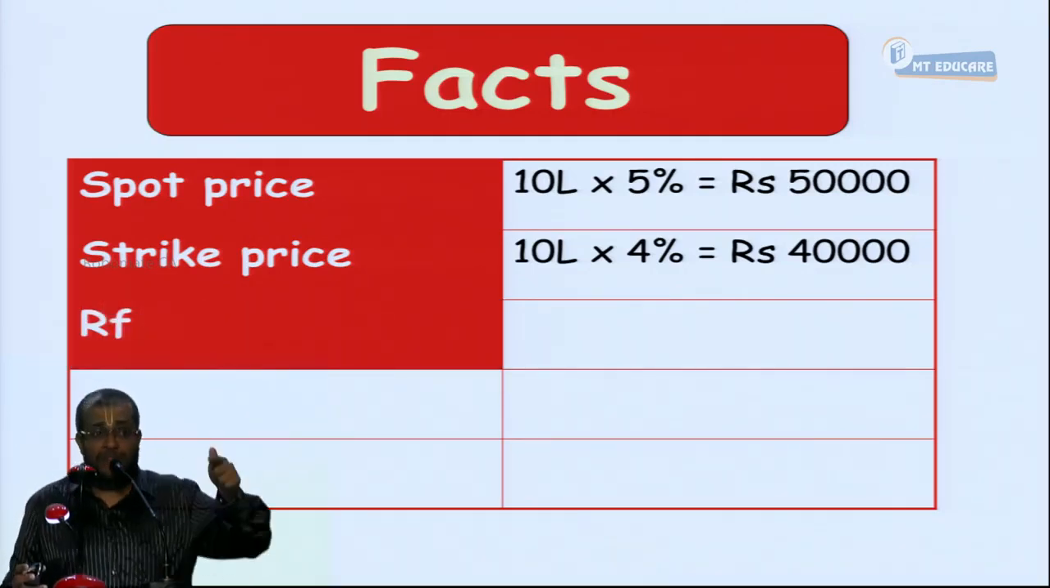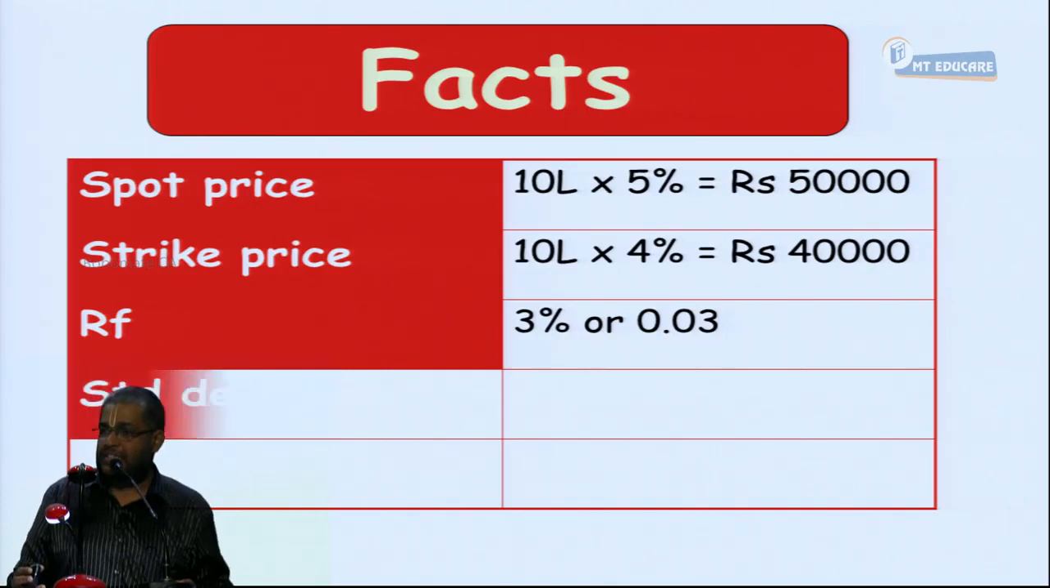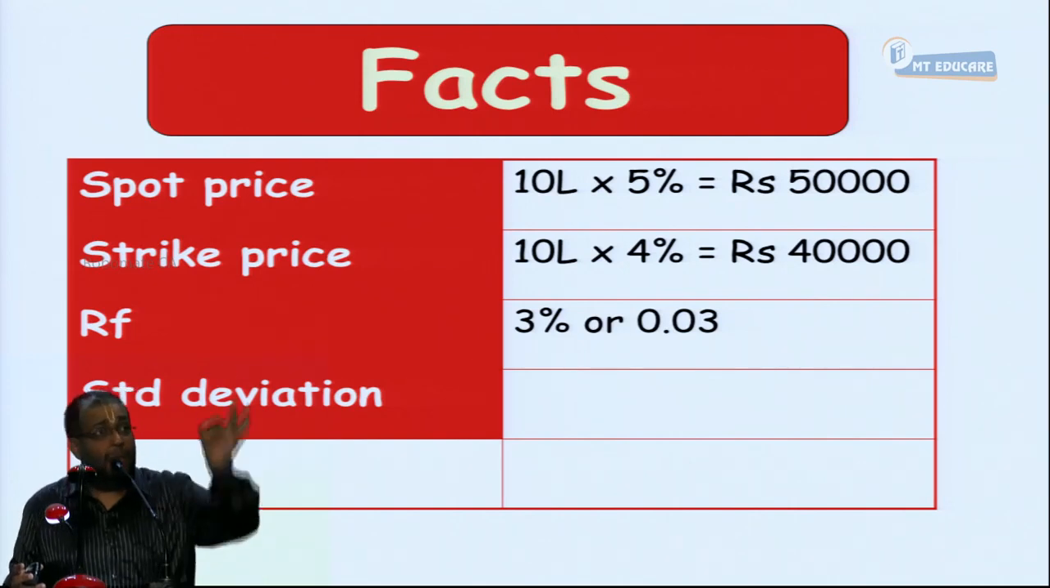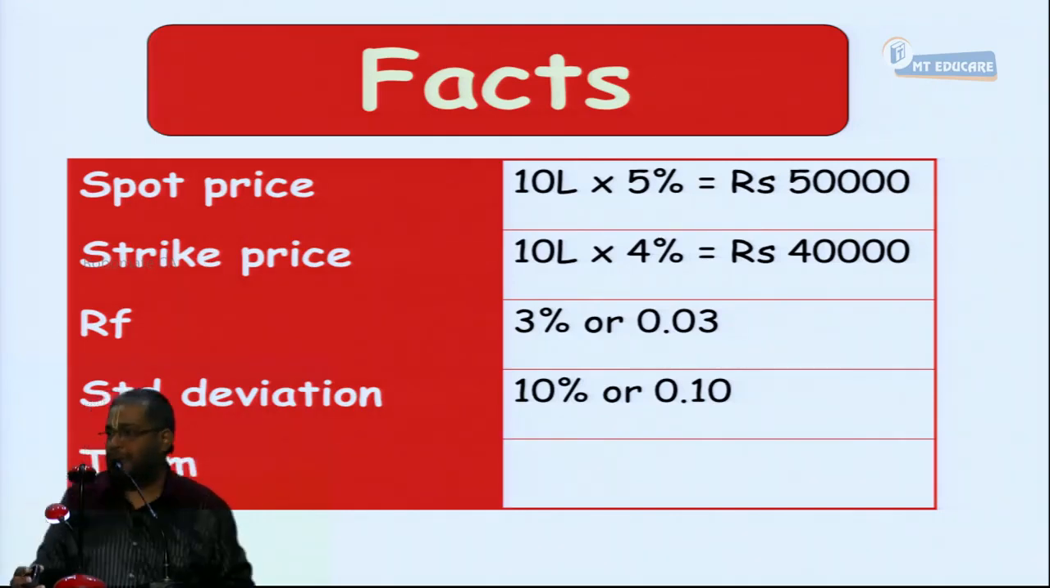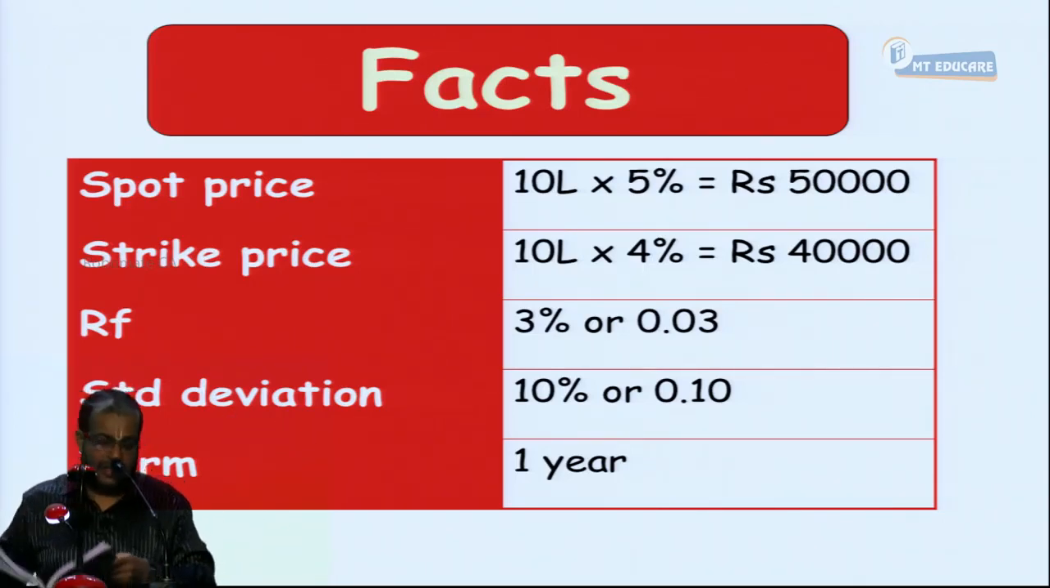What is the risk-free rate of the government security? 3% or 0.03. Next is standard deviation. MIBOR goes up and down, it is not the same always. It may sometimes jump to 8%, or drop to 2%, and so on. The variability, the standard deviation of MIBOR, is 10% or 0.10. The term of the option is 1 year. Up to this, everybody has clarity? So now I have all the 5 inputs: spot price, strike price, risk-free rate, standard deviation, and term of the option.